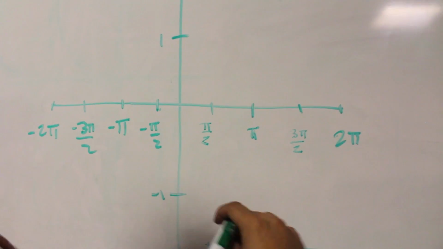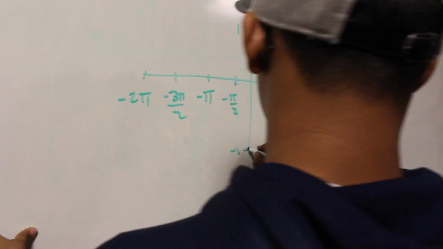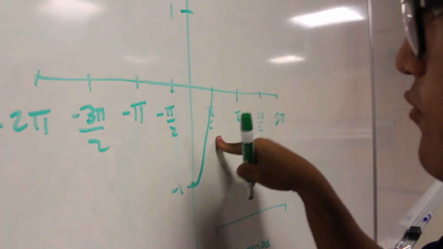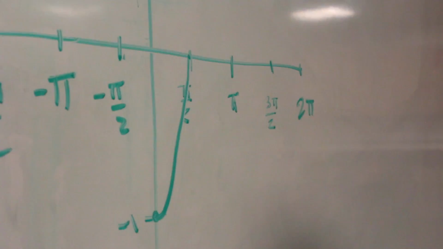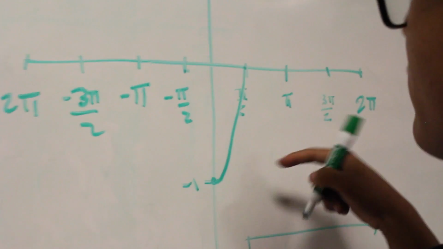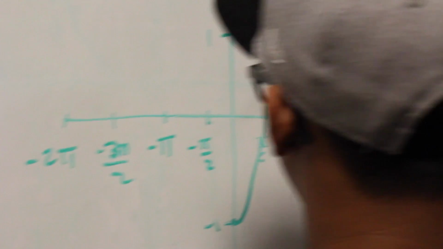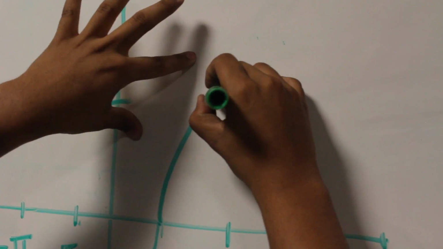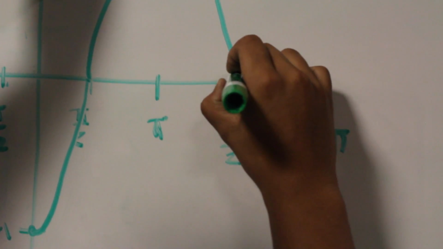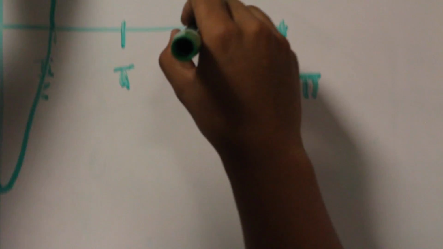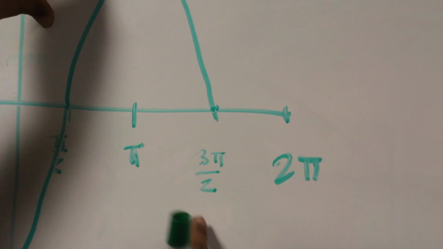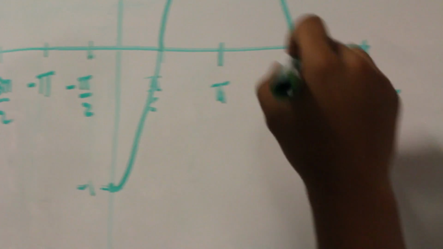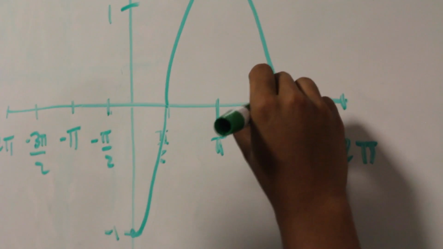So let me draw it for you. With this, it's going to be like this. You're going to start here, go up, hit the first quarter of the first period of 2 pi. The quarter of 2 pi is pi over 2. Then you go up. The hump of that is pi. And then again, you hit the third quarter, 3 pi over 2, and then you go down like that.